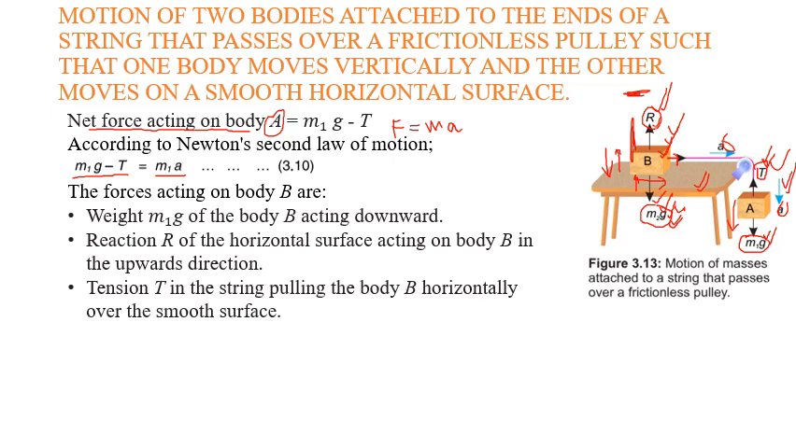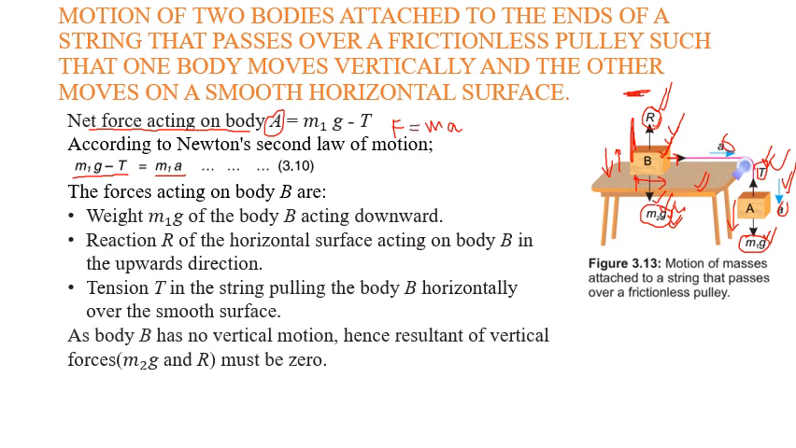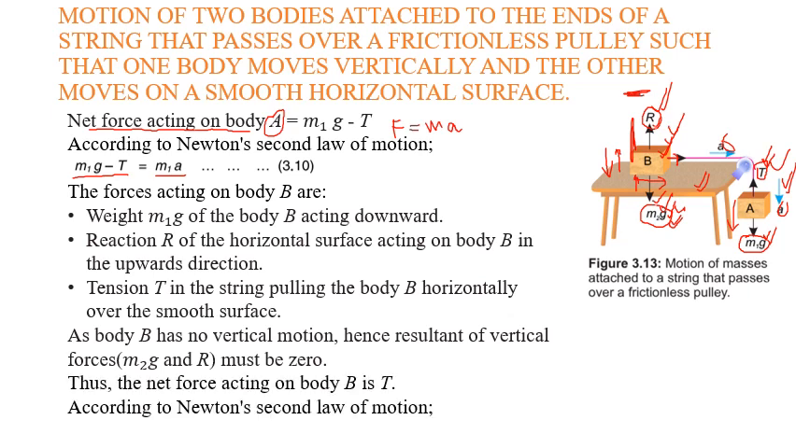The tension in the string is pulling the body B horizontally over the smooth surface. So this is the total net force acting on body B, and this will be equal to T is equal to m2g, because this is the cause. According to Newton's second law, this tension will produce acceleration in body 2, in mass 2, or you can say in body B.